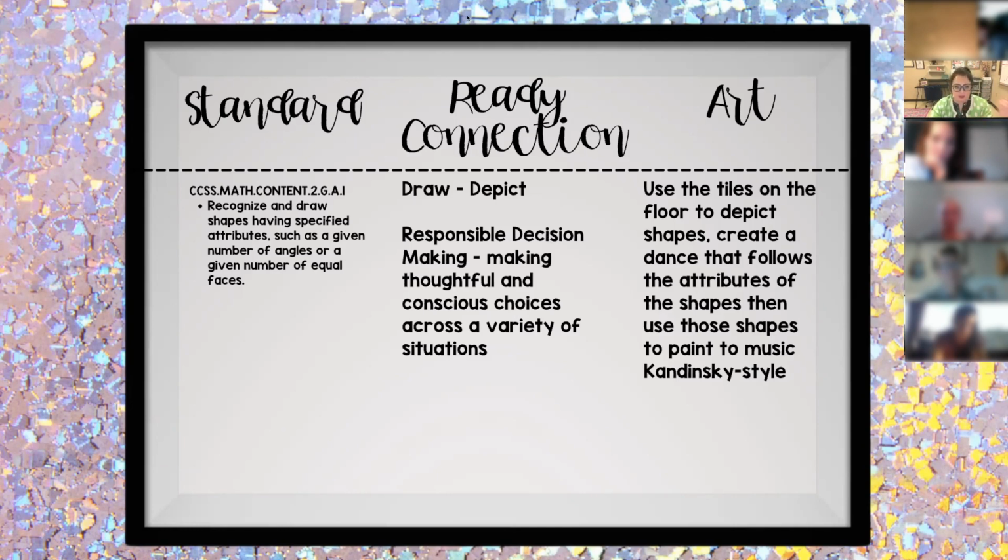And to get some art in there with it, you can have them make these shapes on the floor tiles and then create a dance that follows those attributes. So they're making conscious decisions. They're doing that good decision-making process. That was already a ready connection where if you do this lesson, you're getting some SEL in there already.